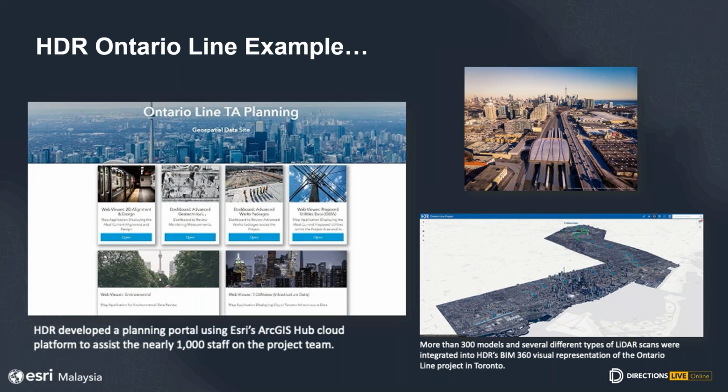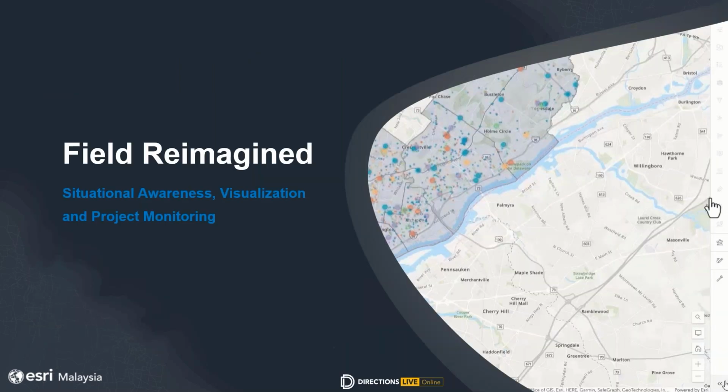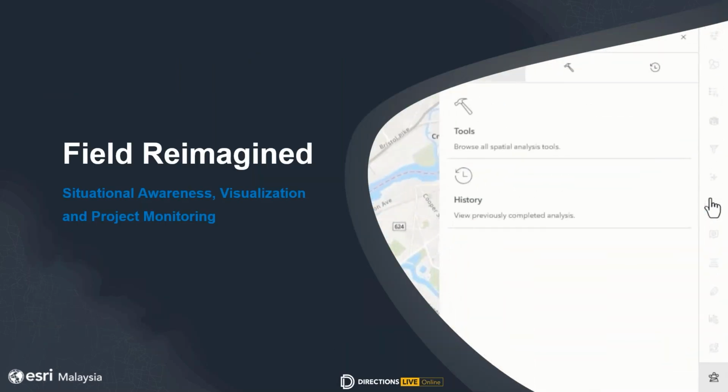In this project, more than 300 models and various types of LiDAR scans were integrated into HDR BIM 360, a visualized representation of the Ontario Line of Toronto. The unified technology platform made it easier for the team, which is, like I said, around 1,000 staff, to communicate and collaborate, playing a crucial role in the project's success. So that's the data-centric solution.